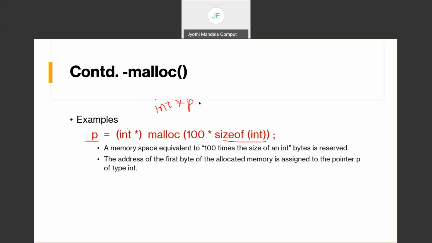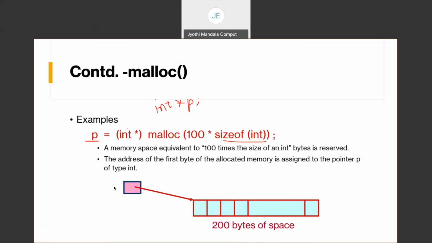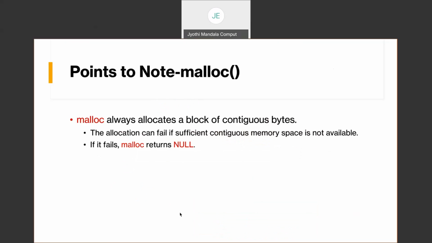If you are not writing like this, and you are typecasting like this, it will throw an error. So 200 bytes of space will be allocated, because we have written 100 into size of int. If you are not writing 100, only 2 bytes will be allocated, right? Then the starting address will be stored in the pointer p. Got it? This is how malloc works. If that much space is available, then only continuous memory space will be allocated. If the memory space is available but it is not continuous, then it will fail in allocating that memory, and it will return a value of null.